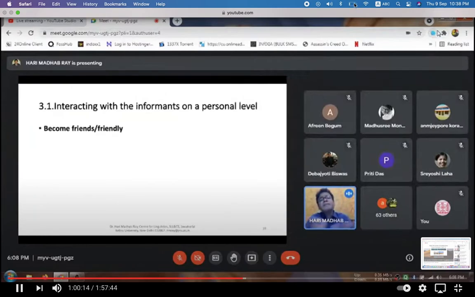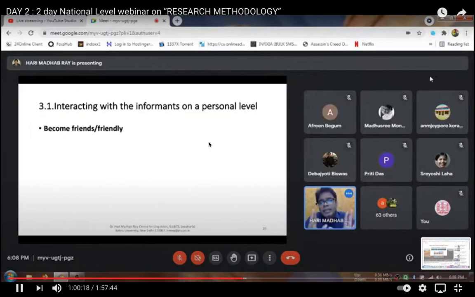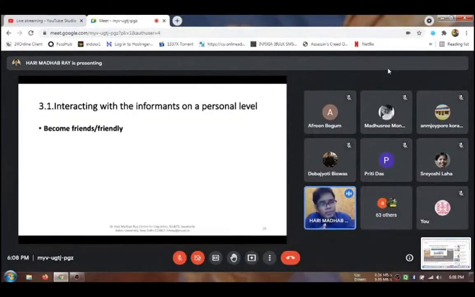On the personal level, one of the things is that, as I already mentioned, you do not consider the informant as your subject. Try to be friendly with them. I won't say friend, because it's very difficult to be a friend with someone within a few days. But at least you have to be friendly with the informants. This is one of the things you need to keep in mind.